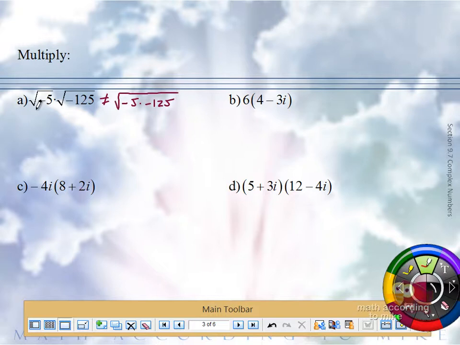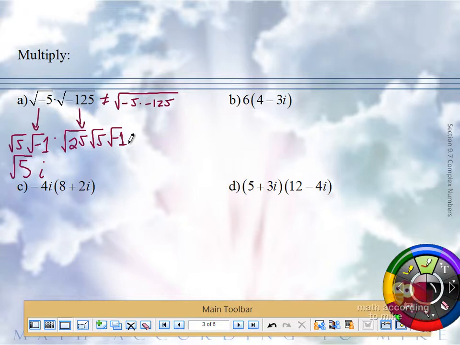So for the first one, this is the same thing as square root of 5, square root of -1, which is, I'm sorry, square root of 5 times i, times this guy, which is the same thing as square root of 25, square root of 5, square root of -1. What is square root of 25? What is the square root of 5? Square root of 5. What is the square root of -1? i.